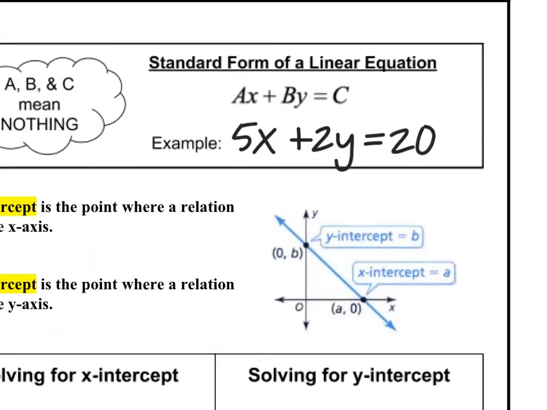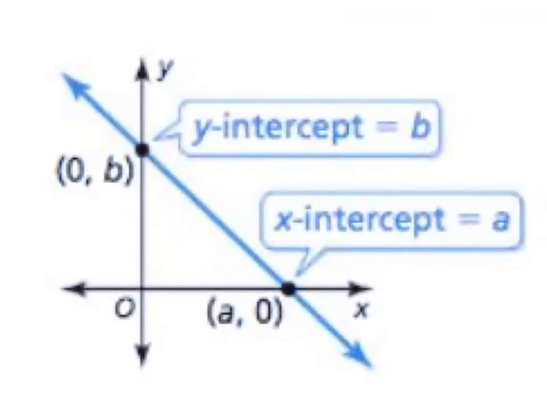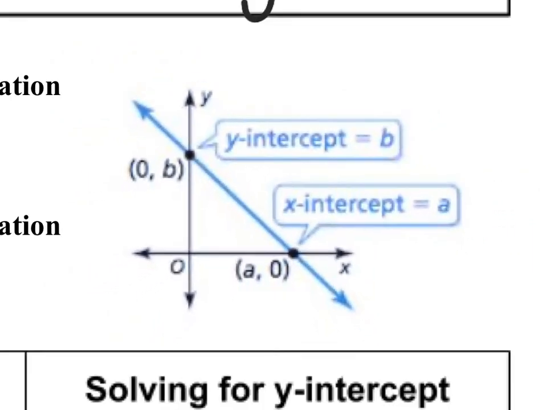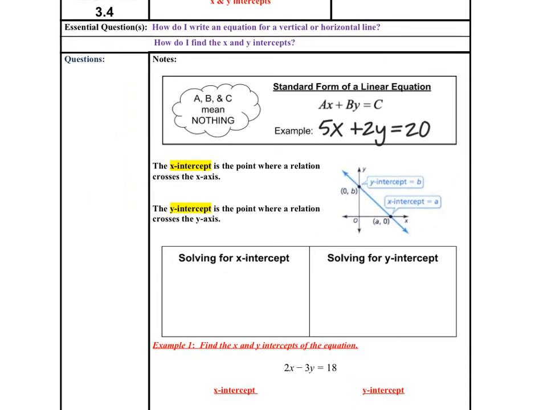So if you look at this little graph, the x-intercept is the point where it crosses the x-axis. The y-intercept is where it crosses the y-axis. So x-intercepts are written as some number and then 0, and y-intercepts are written as 0 and then a number. Okay, here's how we solve for those things, because that's what we're solving for today.